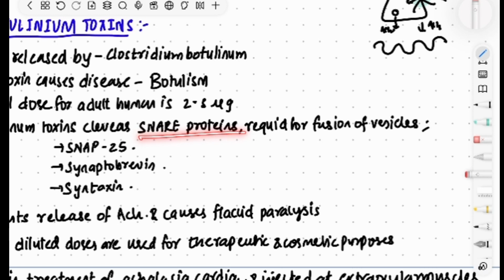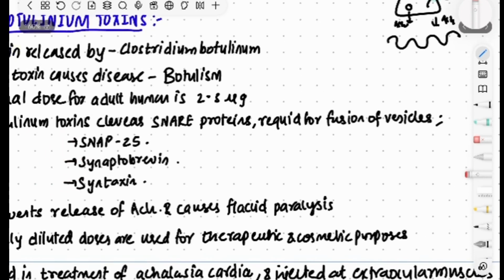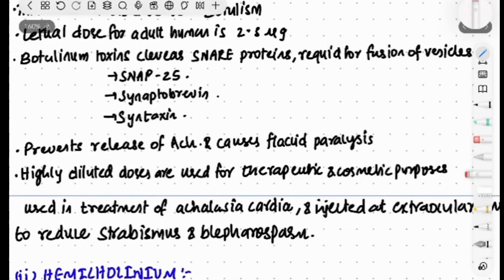Now what are the SNARE proteins? There are three SNARE proteins: SNAP-25, synaptobrevin, and syntaxin. So these are the SNARE proteins which are present. Now this botulinum toxin prevents the release of acetylcholine and causes flaccid paralysis. This is very important, an MCQ can be asked. Which paralysis is caused by the botulinum toxin? Flaccid paralysis is caused.